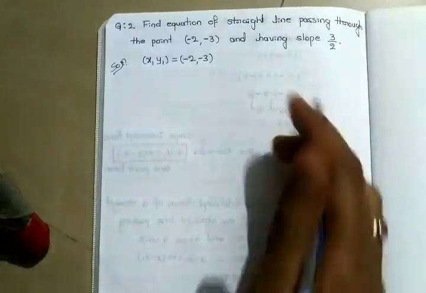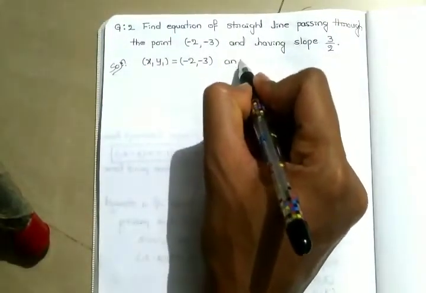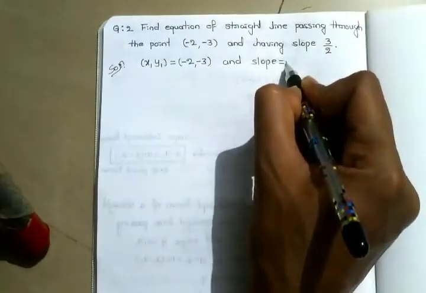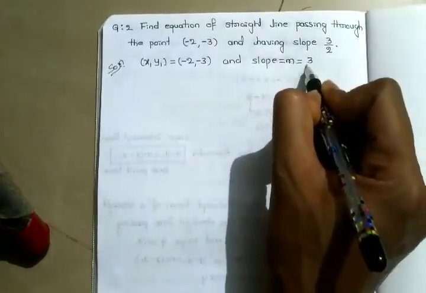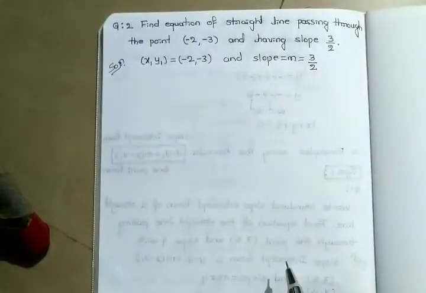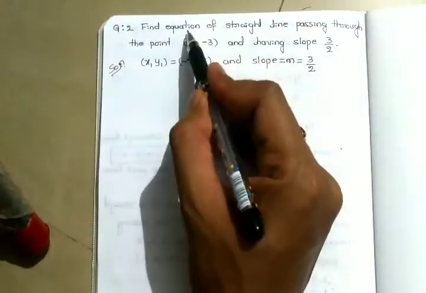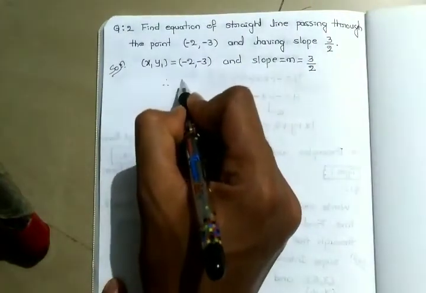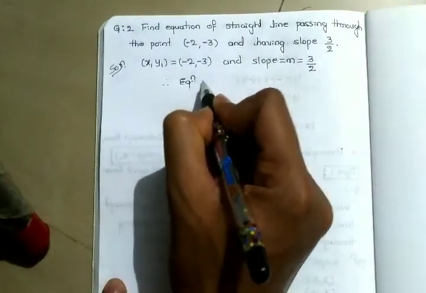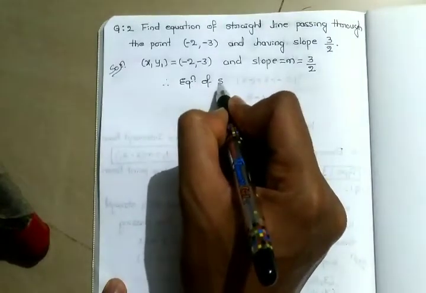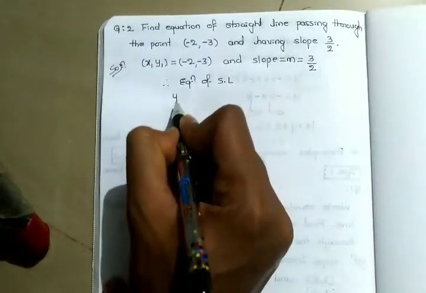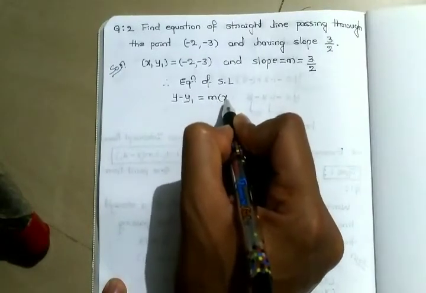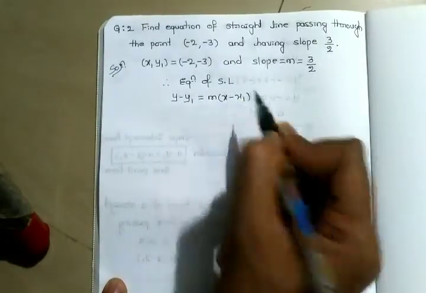Minus 2, minus 3, and the slope is given. Slope is nothing but the m value. How much? 3 divided by 2. Correct? Now we need what? The equation of a straight line. So write the formula. Therefore, the equation of a straight line is y minus y1 is equals to m into bracket x minus x1.